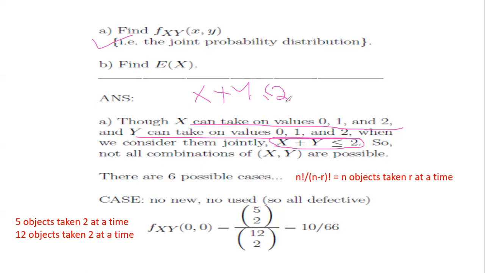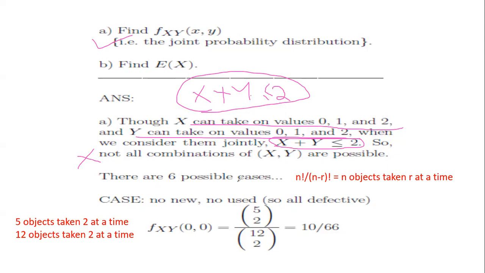So X can vary between 0, 1, 2, and Y between 0, 1, 2. So X can be 2, Y can be 0; X can be 1, Y can be 1; X can be 0, Y can be 2, and so on. Okay? So that's the equation that we have formulated from that. You need to be a bit innovative. Also, all combinations obviously are not possible.